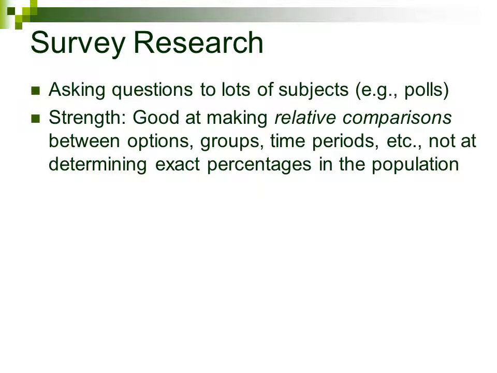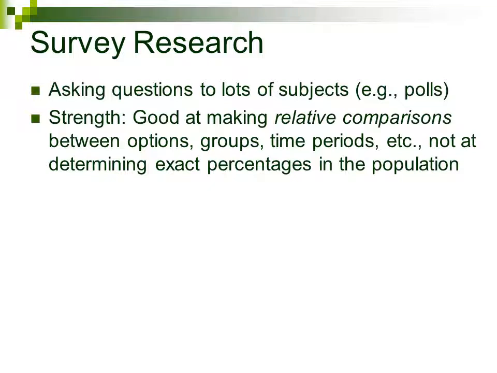The main strength of survey research is that it's good at making relative comparisons between options, groups, time periods, etc., not at determining exact percentages in the population. So as we'll talk about over the next couple of slides, given all of the weaknesses with survey research, it is essentially impossible to come up with the exact percent of people in the population who believe or do something using this type of research. That is, survey research is actually quite poor for determining the exact percent of people in America who will vote for a candidate.